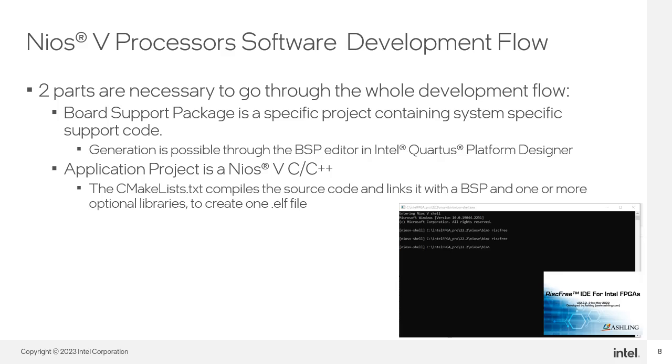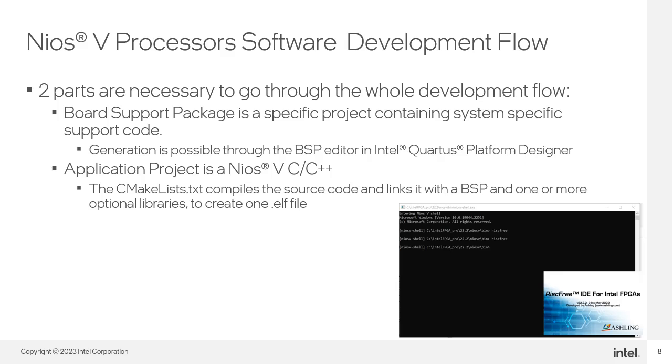It includes code that calls functions in libraries and BSPs that will be generated with Intel Quartus Prime software and BSP Editor in Platform Designer. The command shell for Nios V is a utility tool in the Intel Quartus Prime software. With the command Nios V app, the utility tools create the application CMakeLists.txt. You can use Ashling RiscFree IDE for Intel FPGAs to modify the source code in an Eclipse-based environment.